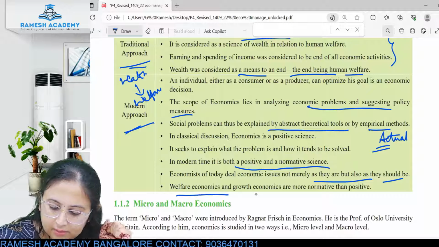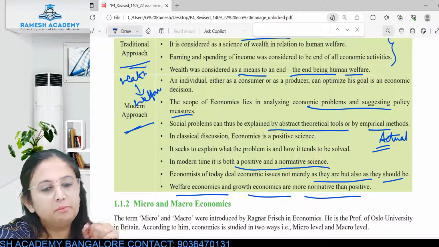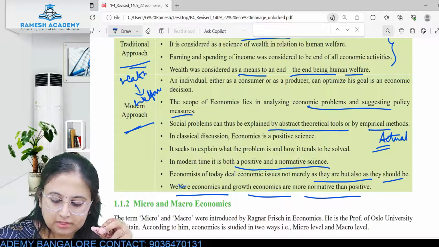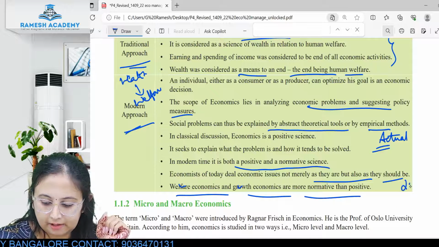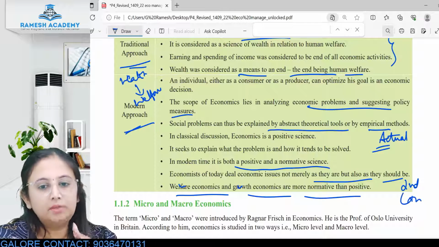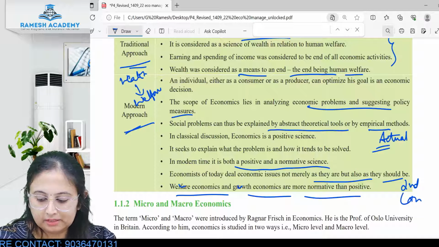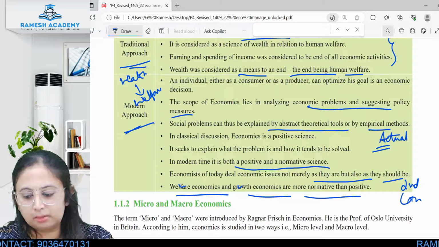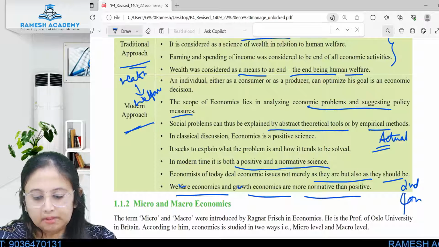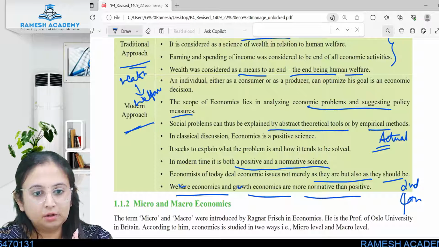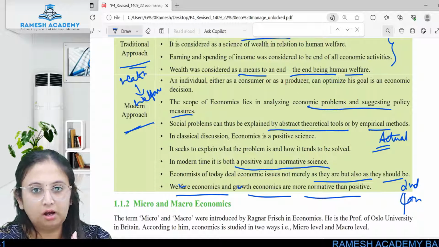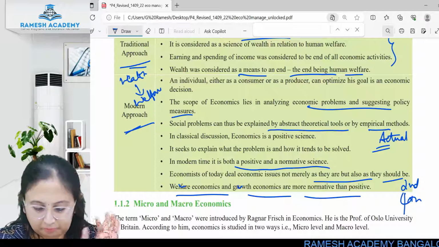And welfare economics and growth economics are more normative than positive. If you take the welfare definition and the growth definition, that is the second and fourth definitions, they are more towards normative rather than positive. Even though the traditional approach was more towards positive, now if you take the welfare and growth definitions also, they are more normative rather than positive.